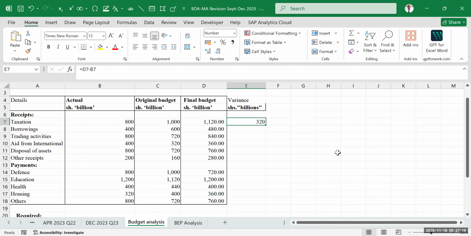Members, are you seeing what I'm trying to talk about? We expected to receive 1120. We have received 800. This is under the section of receipts. And I believe you agree we have received less. What interpretation will you give to that positive 320? All right, very good. I see members are saying we talk about adverse.